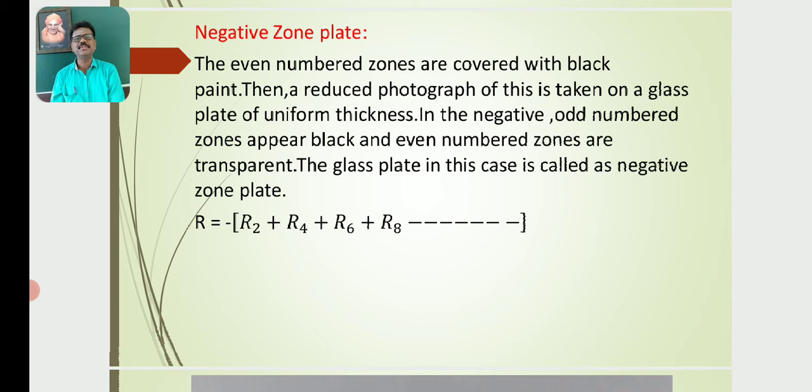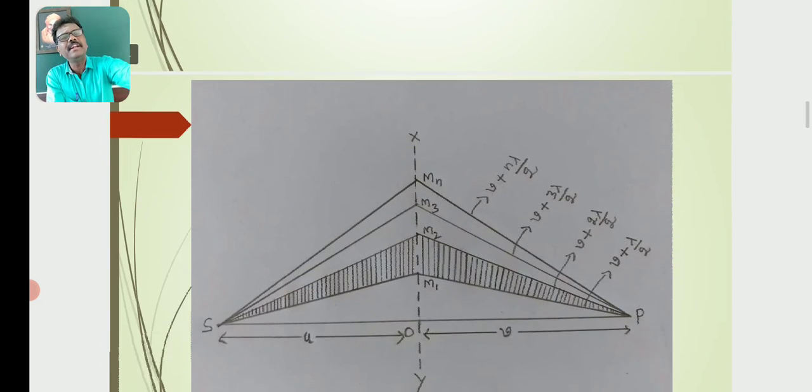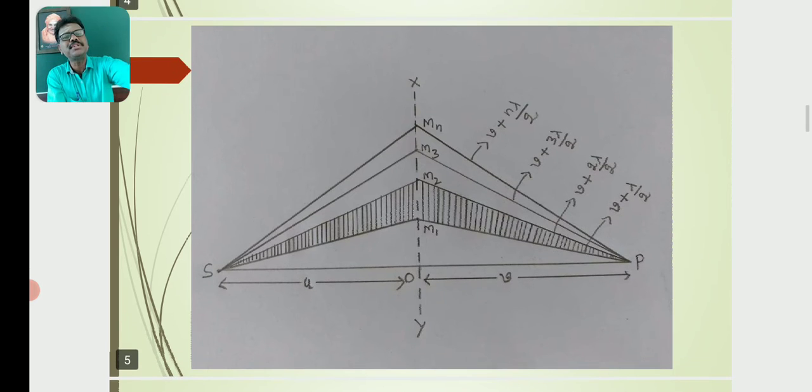Here odd number zones are opaque and even number zones are transparent, so that the resultant amplitude R is equal to minus of R2 plus R4 plus R6 plus R8 etc. So these are the two types of zone plates: positive zone plates and negative zone plates.